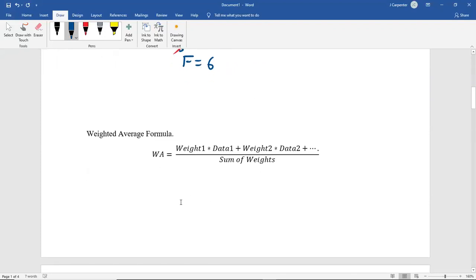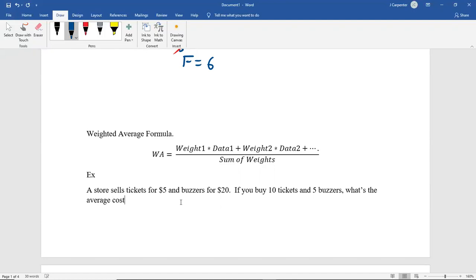And just to give a super quick example, let's say we have a store that sells tickets for $5 and buzzers for $20. You buy 10 tickets and 5 buzzers. What's the average cost?